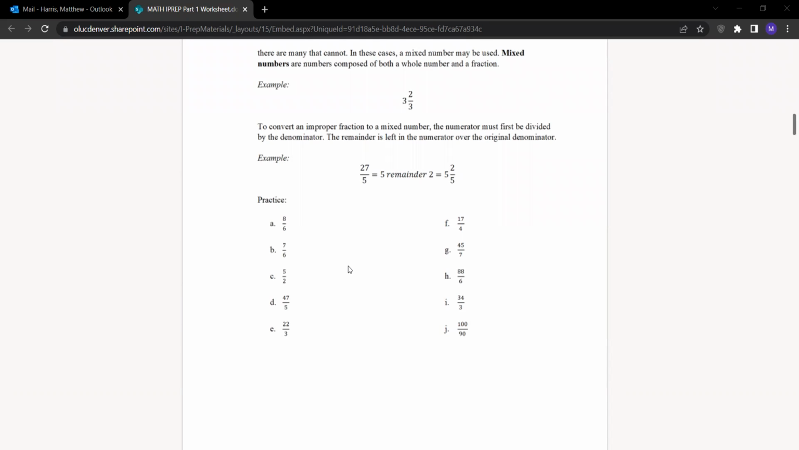So let's go ahead and try some problems together. First we have 8 over 6. How many times does 6 go into 8? Once. So what we get is 1 remainder 2. And I'm just going to put an R for remainder to keep it simple and less cluttered. So we have 1 R2, and again, we take that remainder and put it over our original number here. So 1 and 2/6, which we know can be reduced, as in our last section, to 1 and 1/3.